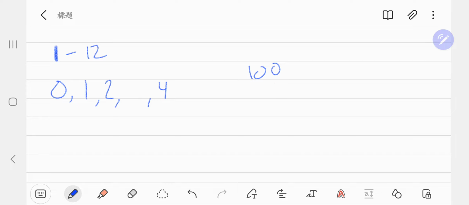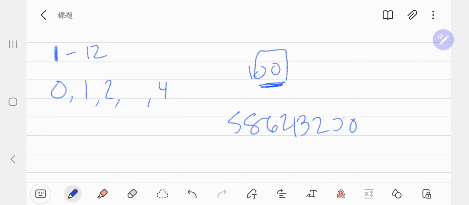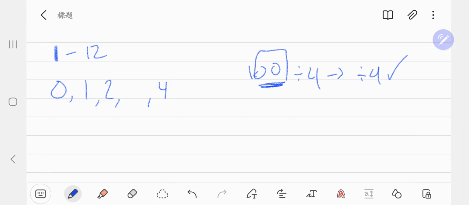And here we can have 2 different rules. If we take the last 2 digits of a number, we just focus on the last 2. So it doesn't matter if it's 586,432, something like that. We just worry about the last 2 digits only. If those numbers are divisible by 4, then it's divisible by 4. So in this case, 100, yes, 100 is divisible by 4.